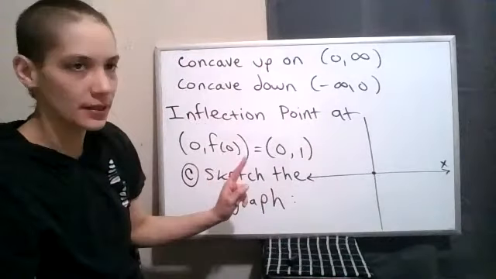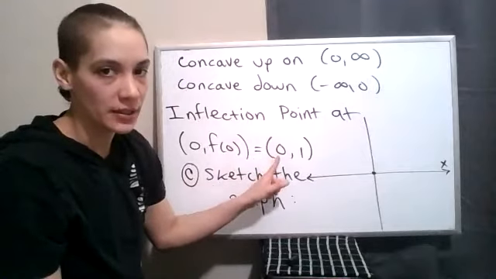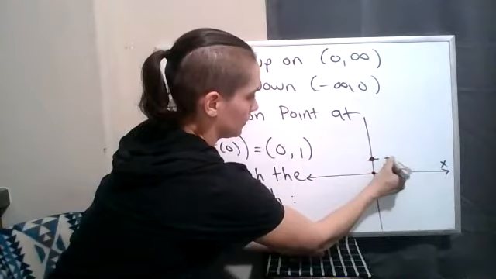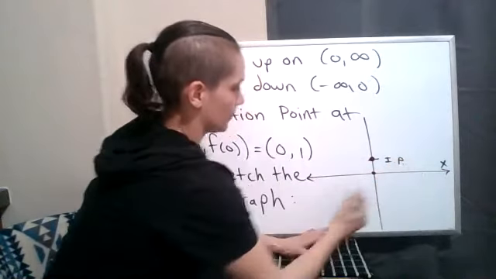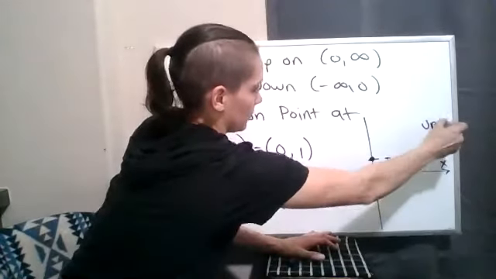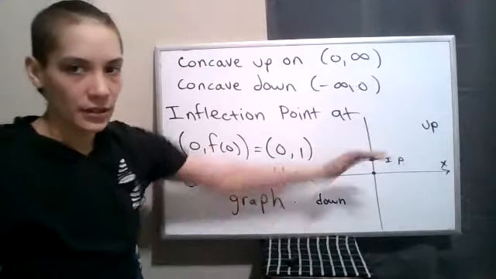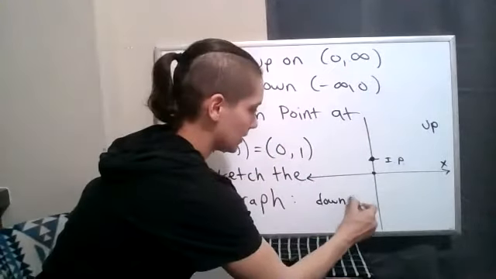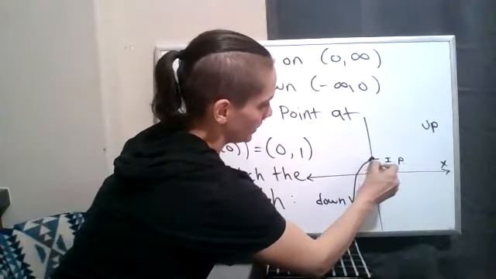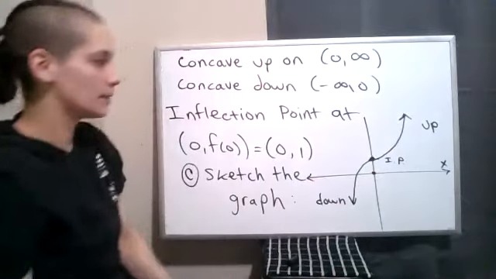And what else? We're increasing the whole time, and we want to plot that inflection point, 0, 1. So we need to go through that point and increase the whole time like this. Increasing, concave down, still increasing and concave up. And that's our function.